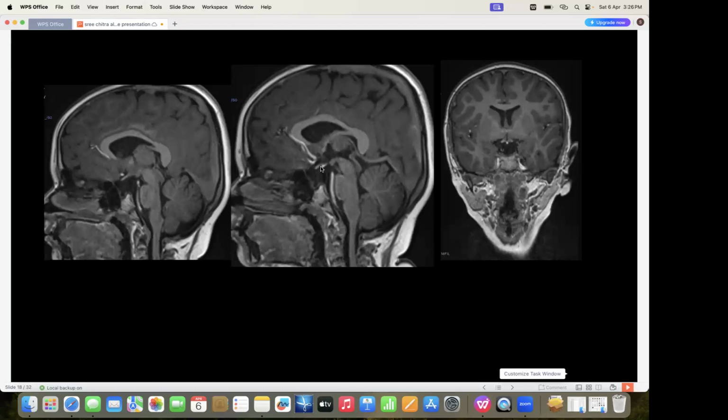So you can see the posterior pituitary bright spot is here, between the optic chiasm and the tuber cinereum. At the tuber cinereum, you can see the posterior pituitary. So it's an ectopic posterior pituitary with a smaller sella. Any other finding apart from these two?